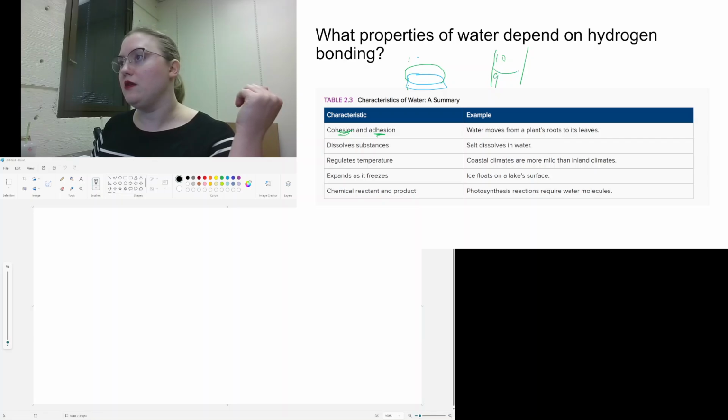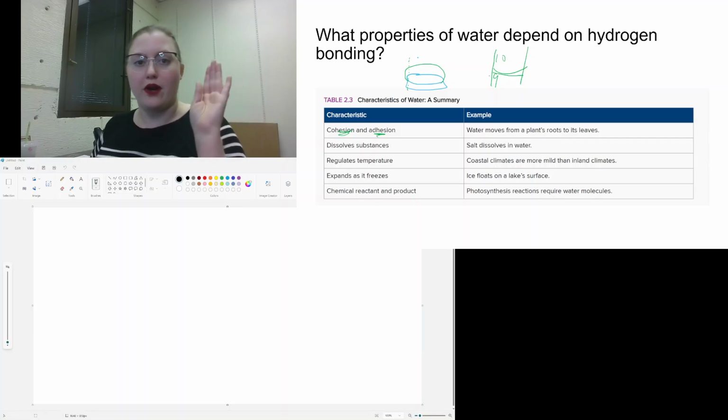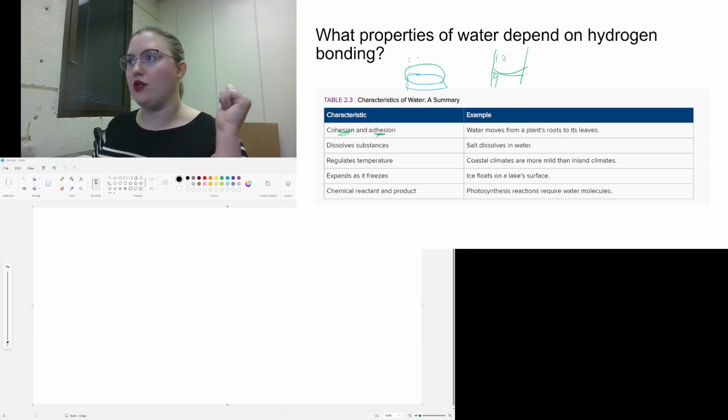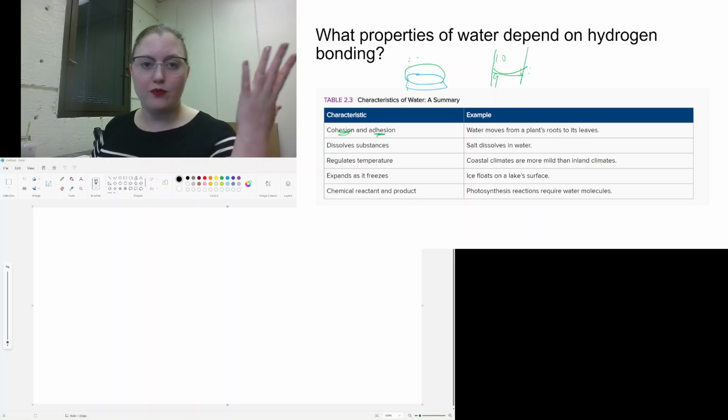You see a curved edge of water, right? So this curve is because the water is sticking to the side of the graduated cylinder right here. That's adhesion. Water's ability to dissolve substances, we'll talk about that more, but that's part of its ability to form hydrogen bonds.